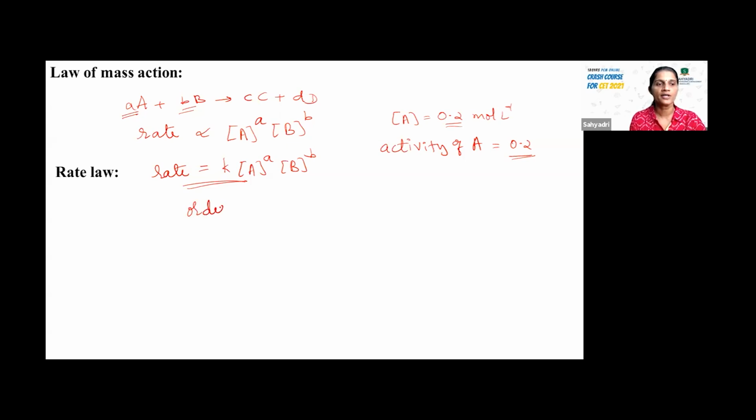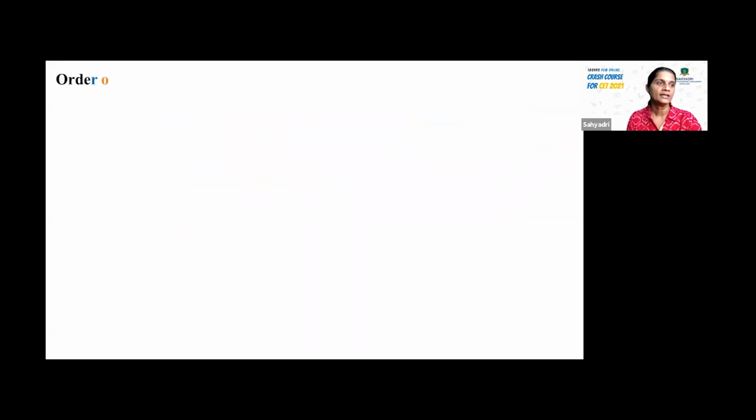So what is the order of this reaction? Order becomes A plus B, correct? But it may not be true. If it's the experimental rate law, then it is true. If it's not the experimental rate law, then it is not true. So you have to consider the elementary reaction there, or the final rate, the experimental rate law. Clear?